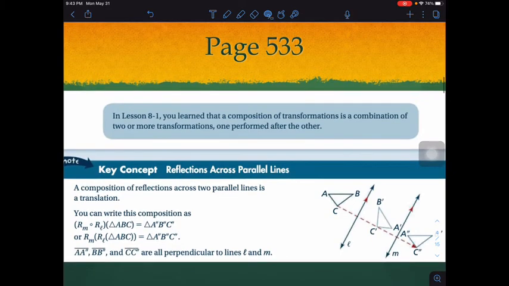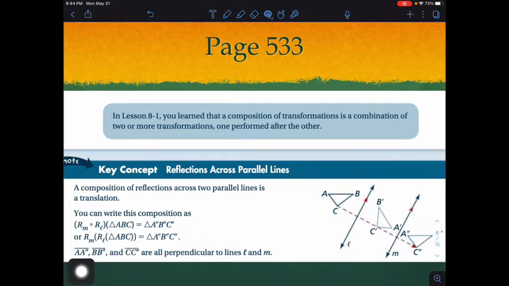On page 533, in lesson 8.1, you learned that a composition of transformations is a combination of two or more transformations, one performed after the other. A composition of reflections across two parallel lines is a translation. You can write this composition as: the reflection over line M of the reflection over line L of triangle ABC is triangle A double prime, B double prime, C double prime.